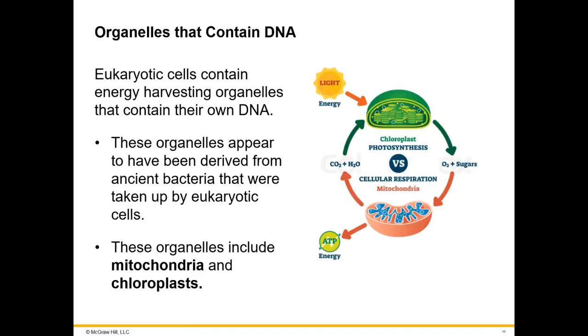When we talk about organelles that contain DNA, this could be kind of confusing because we just mentioned how all of the genetic information is housed in the nucleus. But this is different because these are two organelles that have a different kind of DNA. It is within the chloroplast and the mitochondria. They seem to have been derived from ancient bacteria that were taken up by eukaryotic cells. So it's not the same as our long strands of chromatin and chromosomes. They actually have these rings of circular DNA. Both of these organelles have that in common, this circular DNA.